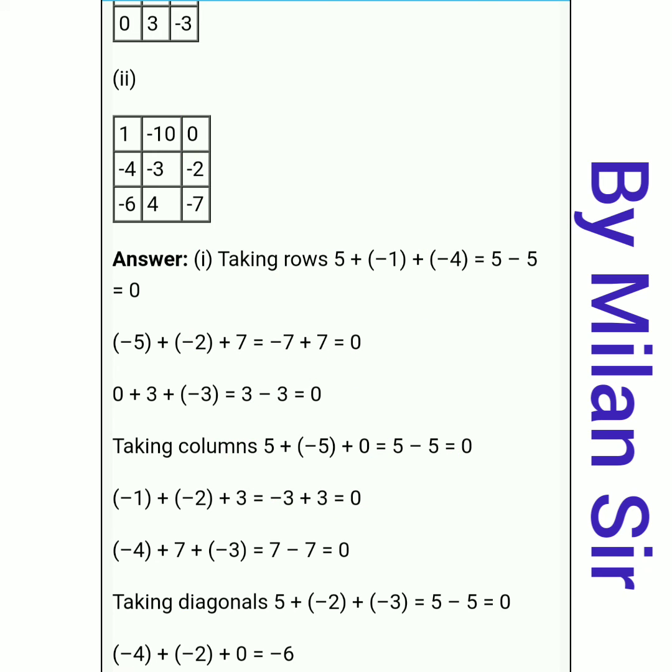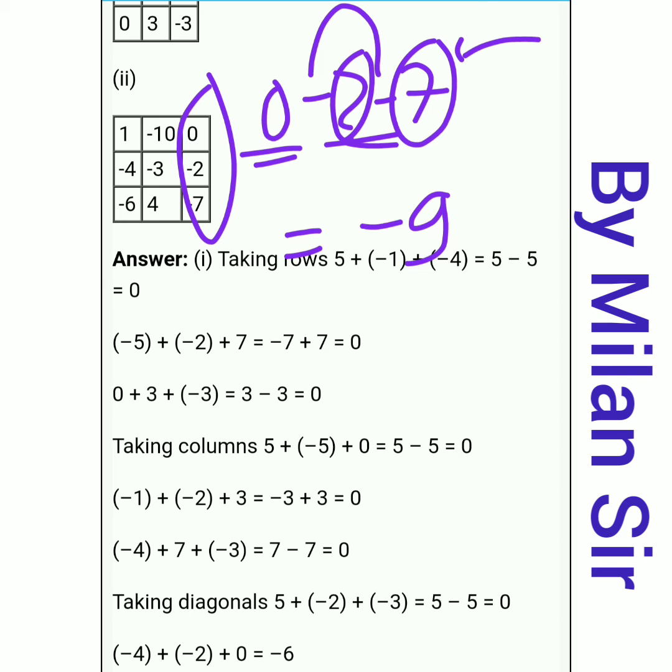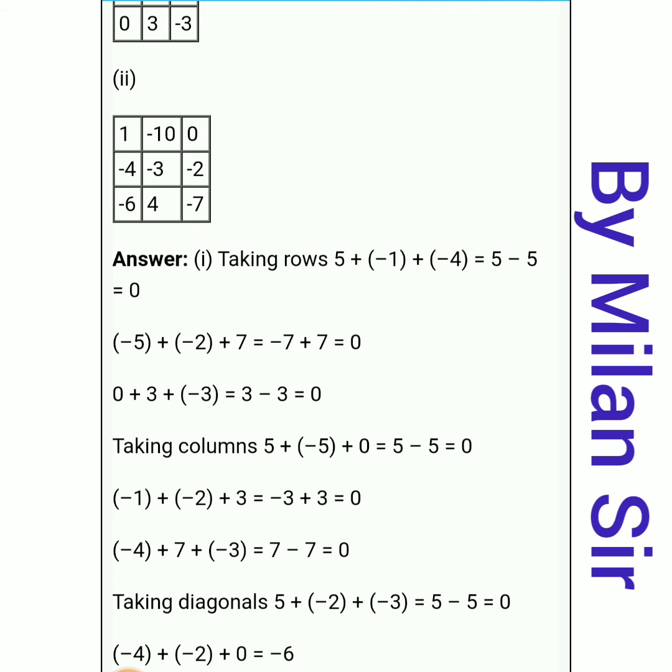Right, now check the third column. 0 minus 2 minus 7. Now 0, right now we can ignore it, right? So directly solve these two numbers. Minus minus plus, 7 plus 2, 9. Big number 7 has a negative sign, so negative sign, so minus 9. So in all three columns we get the same answer, minus 9.